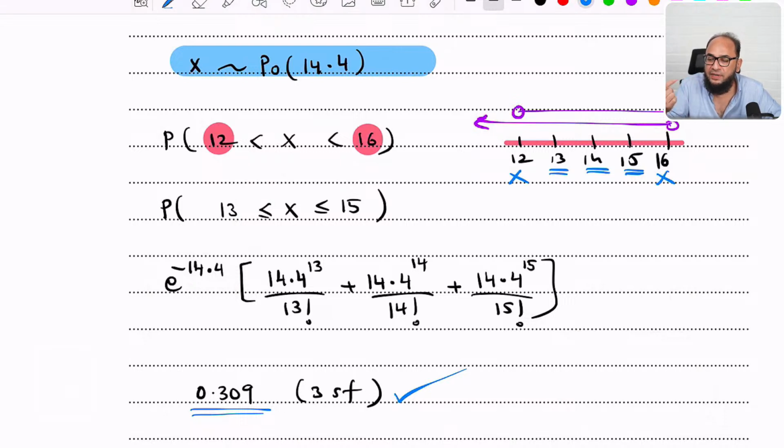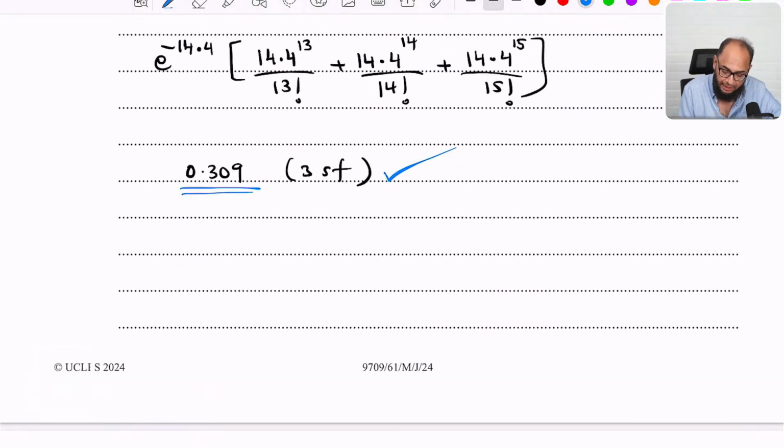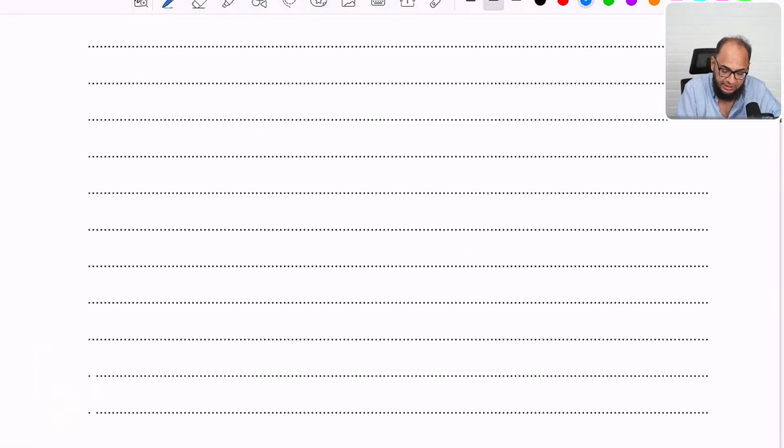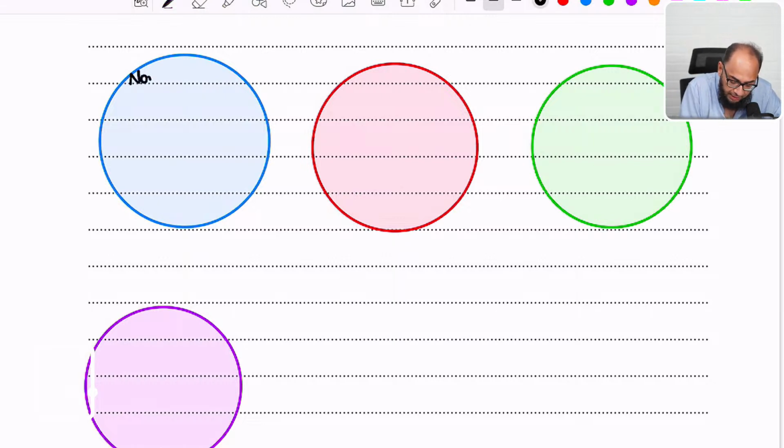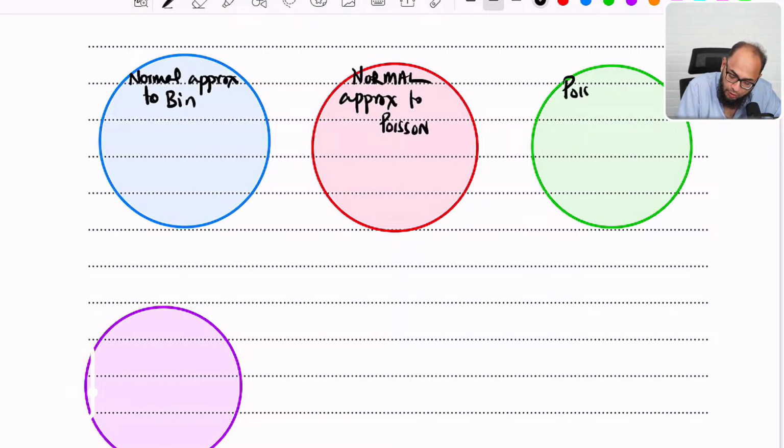How would we know the difference, when to do the approximation? See, when we talk about approximation, let me just use the space. One box, two box, three box, and a fourth box. If we talk about normal approximation to binomial, let me talk about normal approximation to Poisson. Let me talk about Poisson approximation to binomial. Let me talk about central limit theorem. I think these are the four things that we work with.